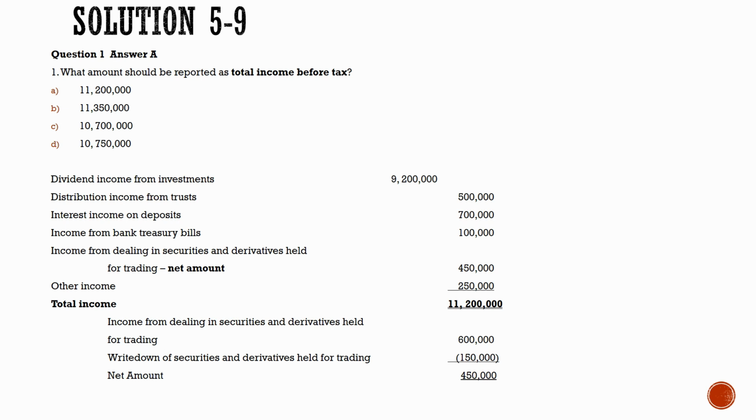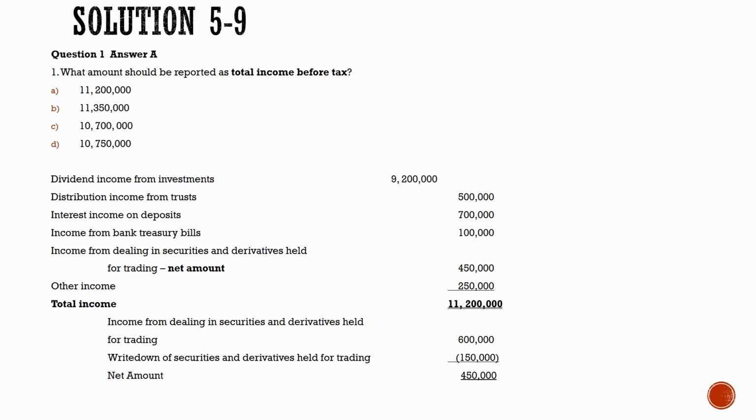Next natin identify if may unrealized gain or loss from derivative contracts designated as cash flow hedge ba. A cash flow hedge involves the use of a hedging instrument or a derivative that essentially locks in the amount of a future cash inflow or outflow that would otherwise be impacted by movements in the market. As you can see, naka-indicate na ito sa problem natin, so hindi na siya mahirap i-identify.